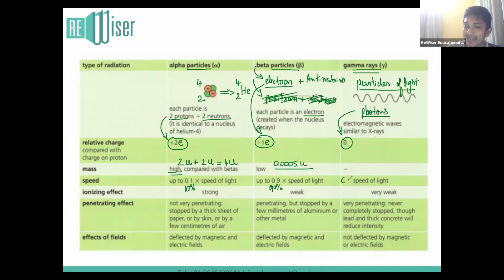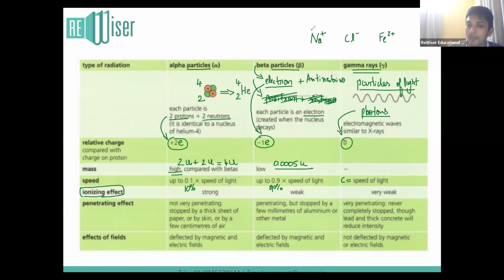These travel exactly at the speed of light. Ionizing effect, simple. What is ionizing effect? Let's understand what the property of ionization is. The property of ionization is just the ability of a particle to create ions. When I say ions, I mean this: Na plus, Cl minus, Fe2 plus.